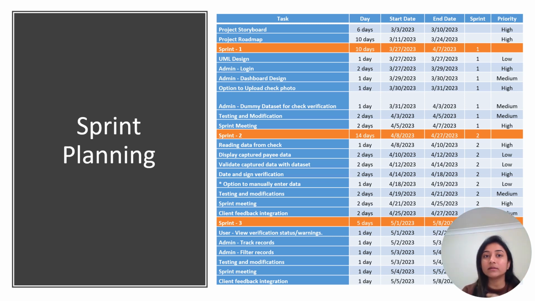My contribution is that I have to do the storyboard. In the storyboard, we divide it among the members, so each member has to provide 5 user stories. My contribution is that I decide these user stories, which I need in the future sprints. I also contributed to the roadmap for the project write-up as well. In sprint one, I designed the UML diagram, along with the testing and all the modifications, and also the dummy data set of the check verification. So sprint 1 includes all these things.